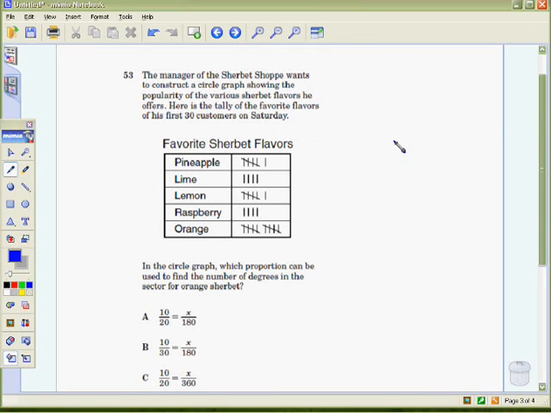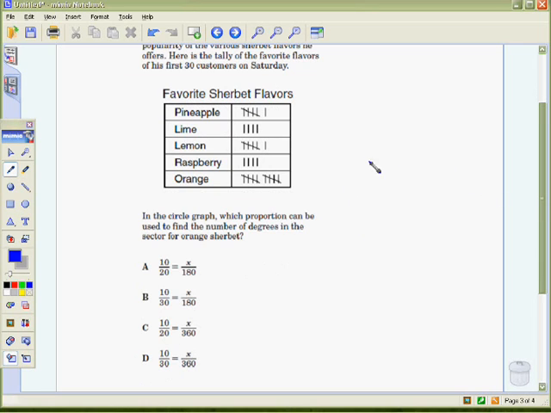Number 53. The manager of the sherbet shop wants to construct a circle graph showing the popularity of the various sherbet flavors he offers. Here is the tally of the favorite flavors of his first 30 customers on Saturday. So we have favorite sherbet flavors: pineapple, lime, lemon, raspberry, and orange, and all of these tick marks as far as which ones are the most favorite. It says in the circle graph, which proportion can be used to find the number of degrees in the sector for orange sherbet?